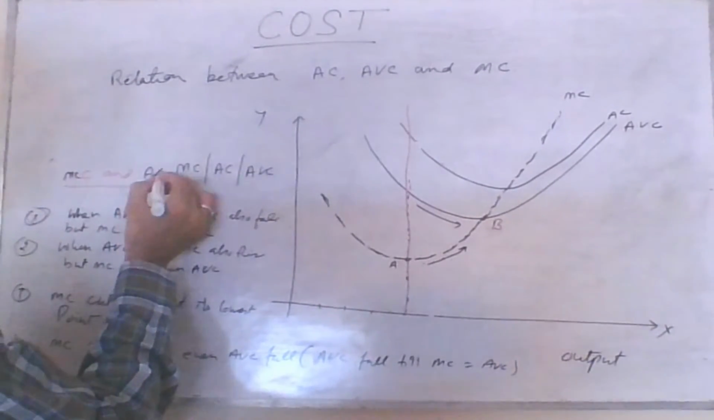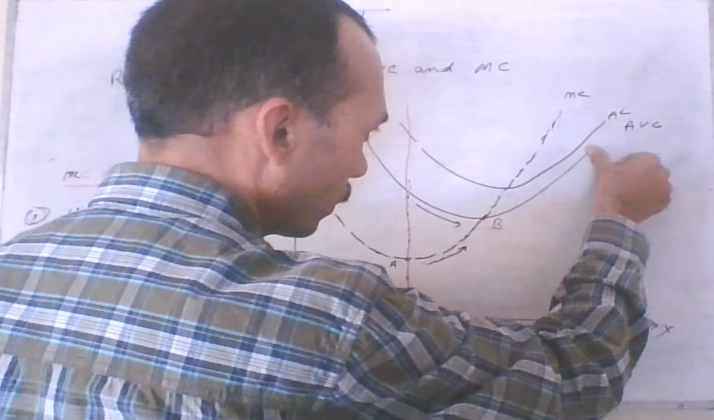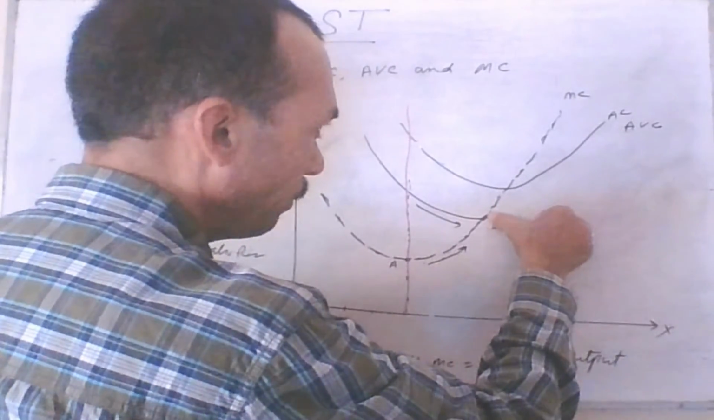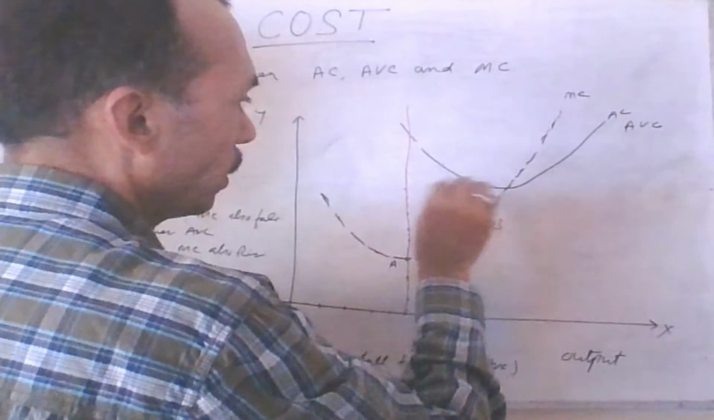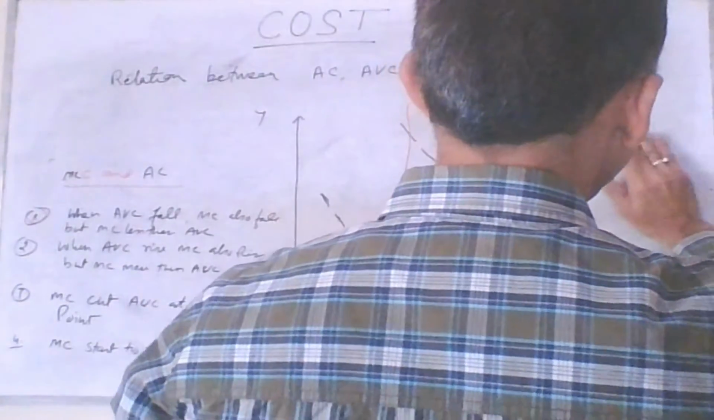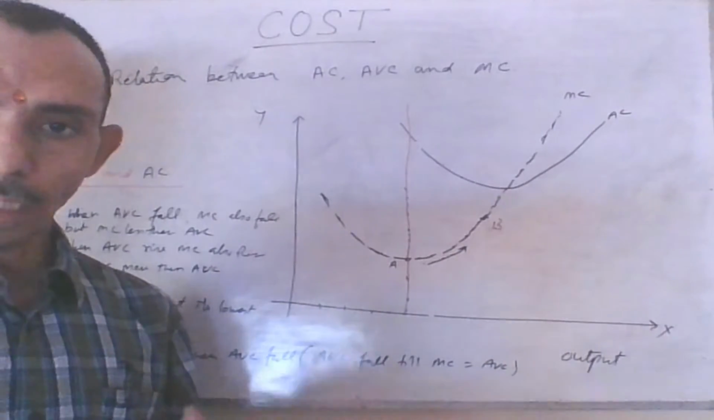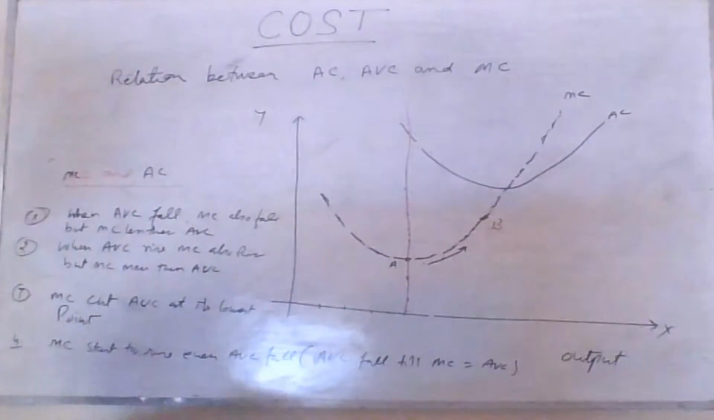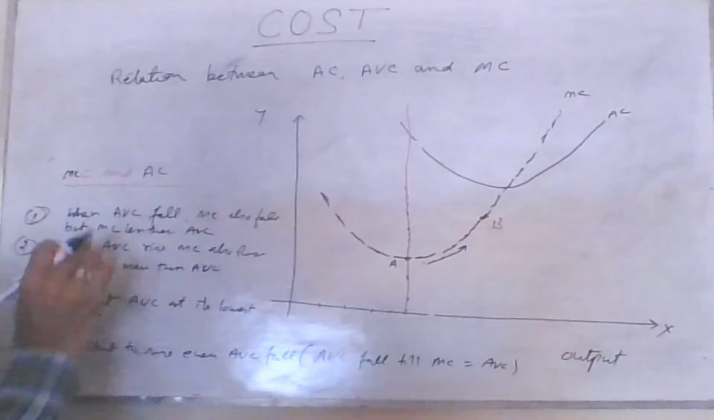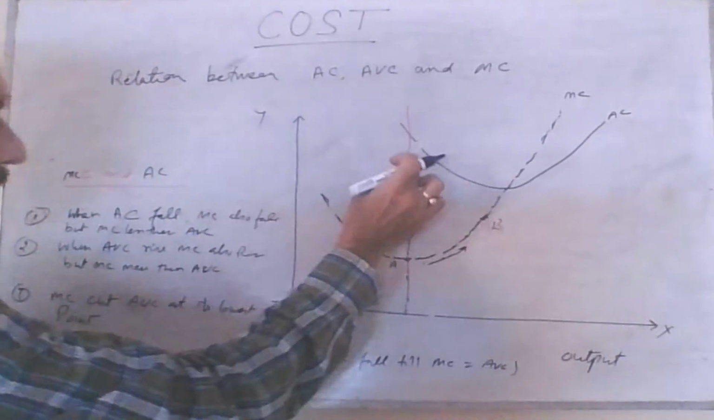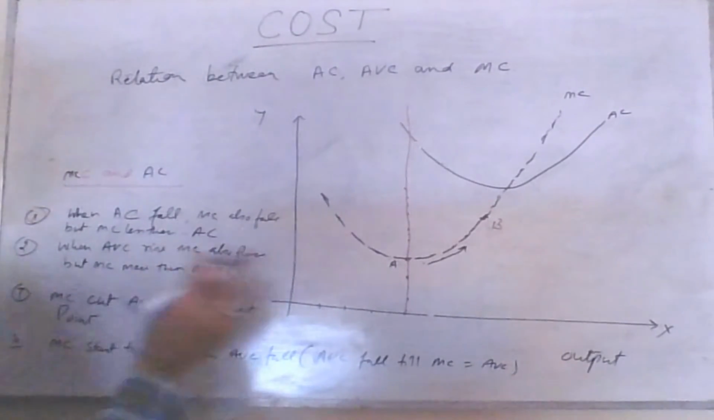The relation between MC and AC. I am reviewing the AVC simply to avoid any confusion. Now the MC and AC have the same relation as MC and AVC. When the AC falls, MC also falls, but MC is less than AC. That is the first relation.